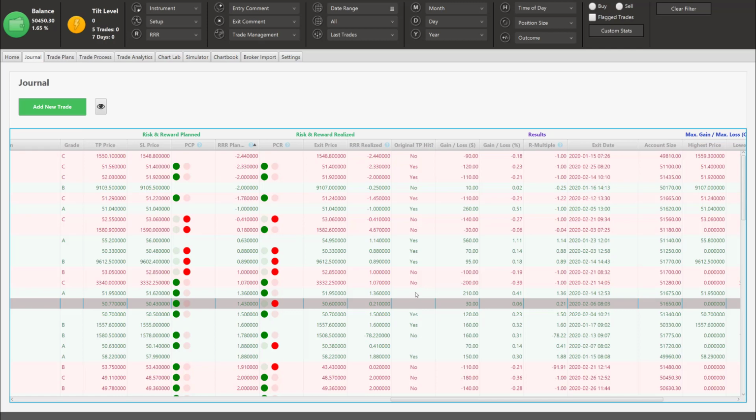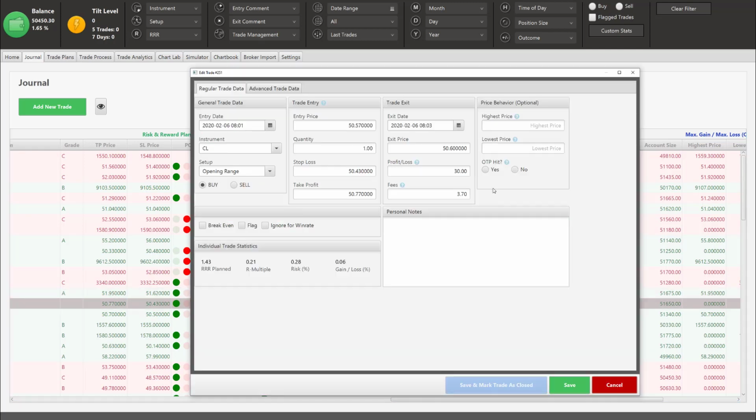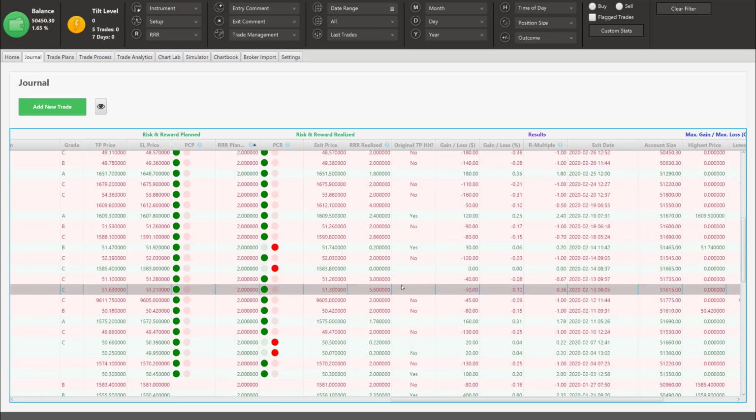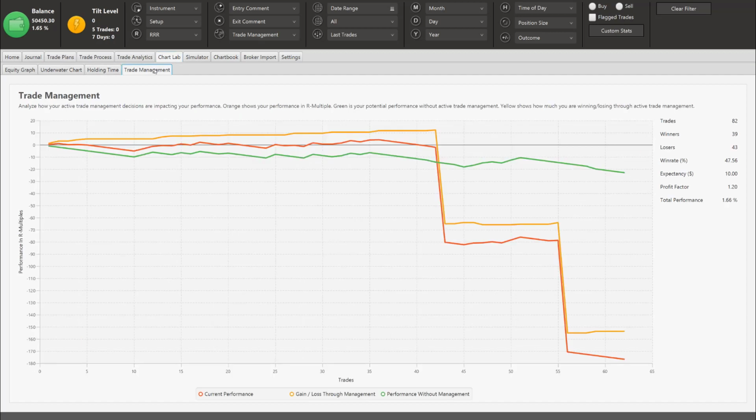trades. So what you do is you just go into your trade. Whenever you don't have an OTP hit that is filled out, you go back into your trade, you tick it yes or no, and then it will activate and update itself automatically. You do that for the trades where you see that you don't have an OTP hit filled out, and then you can go to your chart lab, to your trade management, and then you have an updated graph.